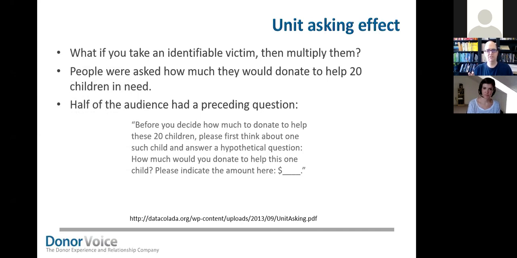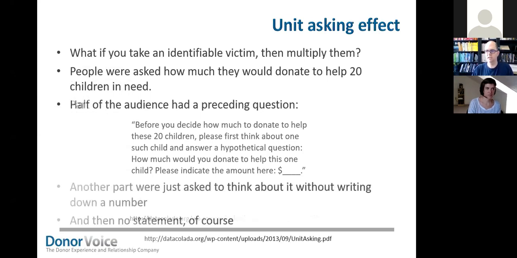Half were asked, before you think about how much you would donate to help these 20 children, to answer how much you would donate to help one child. They were asked to write in how much they would give for one child. Another part of the audience were asked to just think about it, not write it down, just think about what you would give.